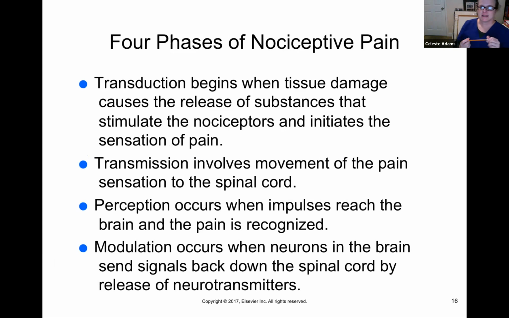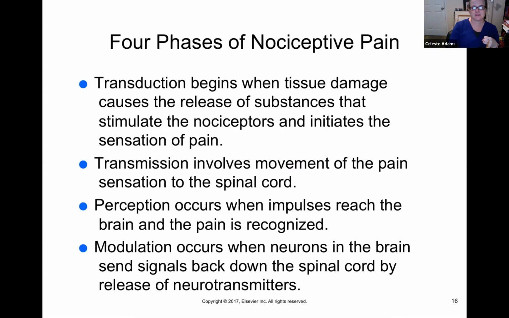Okay, four phases of nociceptive pain. Nociceptive pain is going to be that tissue pain, that bone pain, that muscle pain, the skin pain. The four phases of nociceptive pain are transduction, transmission, perception, and modulation. I need you to know those four phases, very, very important.